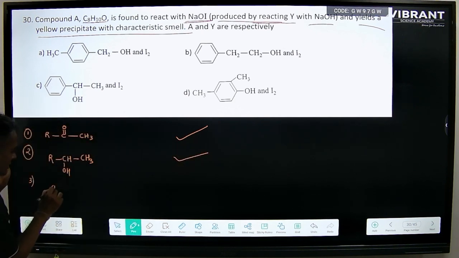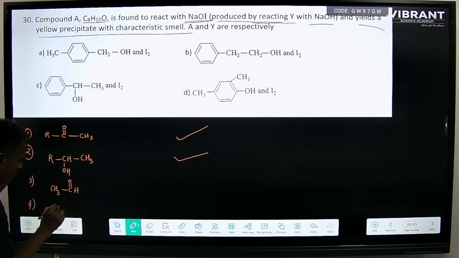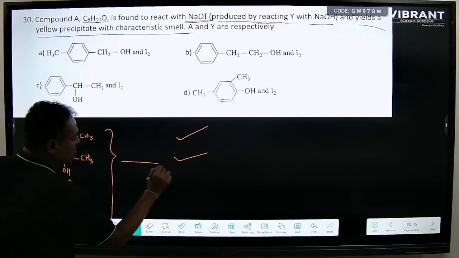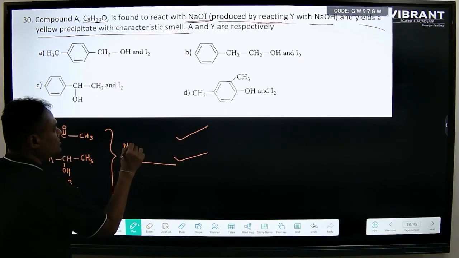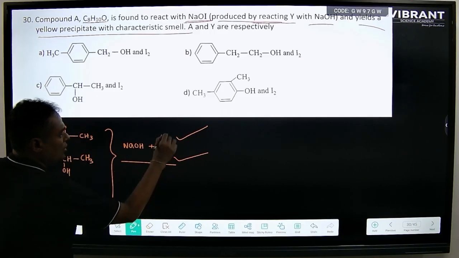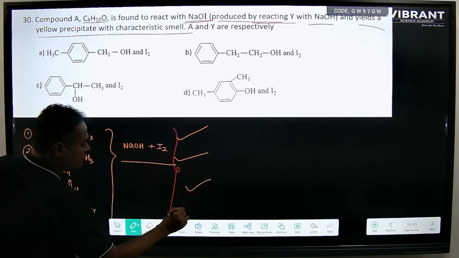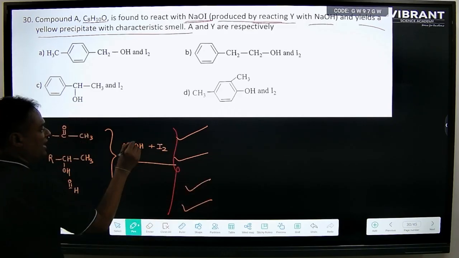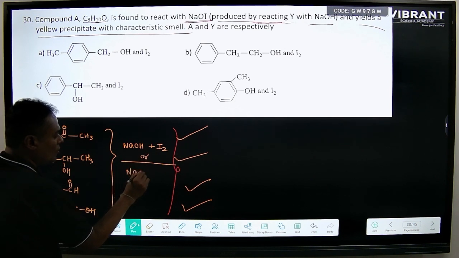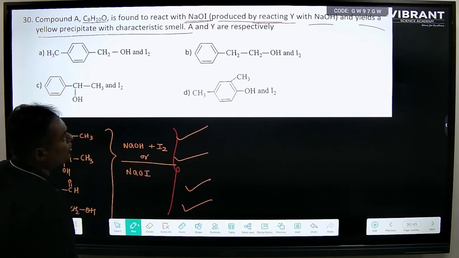Exceptional aldehyde, acetaldehyde, and exceptional alcohol, ethyl alcohol. All these 4 compounds, when you treat them with NaOH plus I2, they all will give this test positive, because NaOH plus I2 only combines to form NaOI, and I think so, as per the correct option.